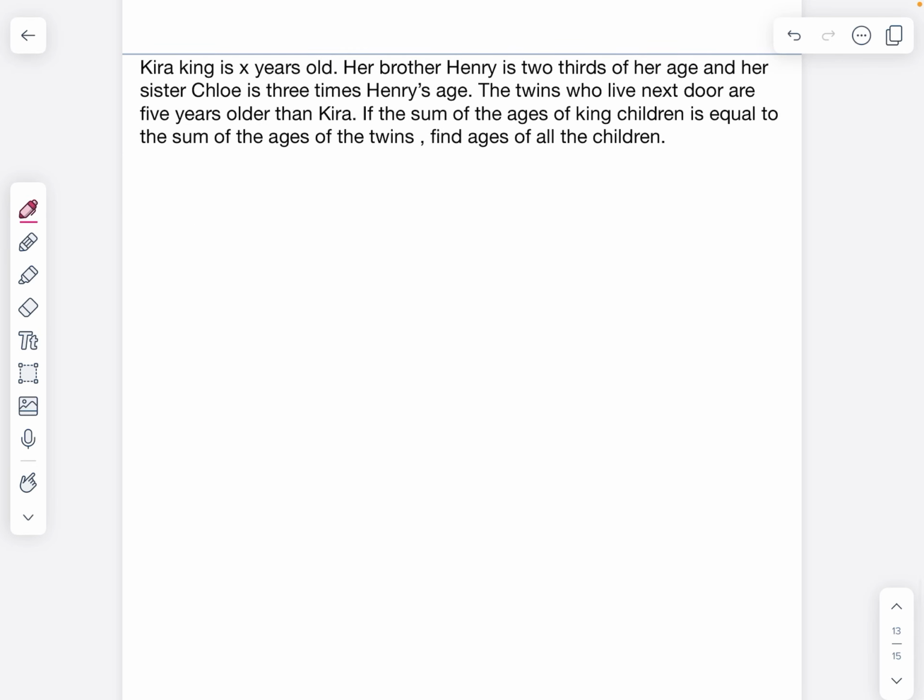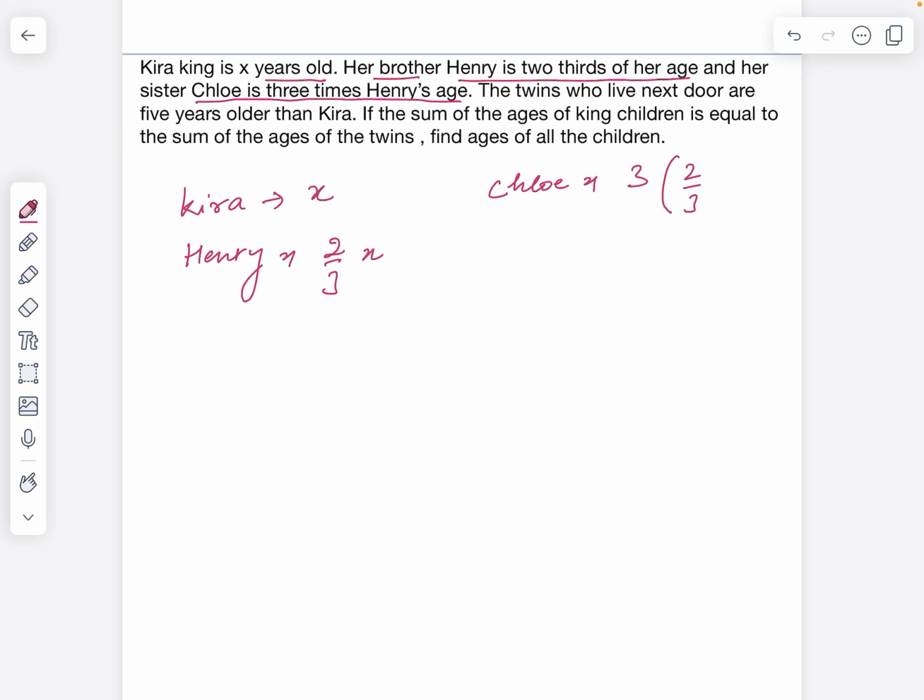Next question: Kira King is X years old and her brother Henry is two-thirds of her age. So let's say Kira's age is X years, and then her brother Henry is how much? Two-thirds of X. And her sister Chloe is three times Henry's age. So Chloe should be 3 times two-thirds of x, which is going to be 2x, because the 3s cancel out.